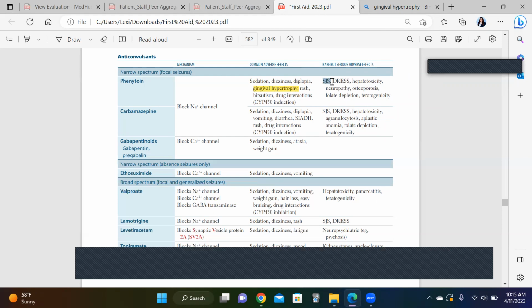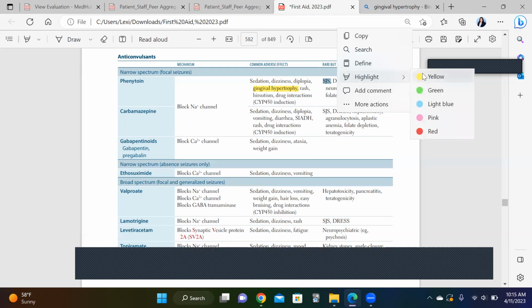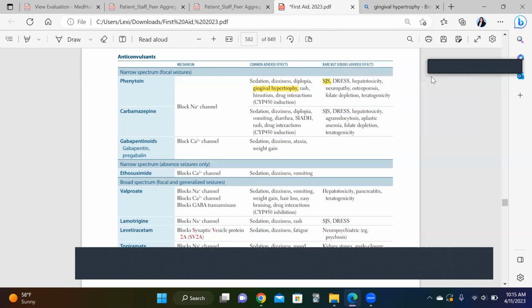What's SJS? Stevens-Johnson syndrome. Yeah, so a really, really serious skin condition where all your skin falls off. Okay, that's real bad, real bad. So, that's something we're always looking for. Technically, it's kind of like an autoimmune process, Stevens-Johnson syndrome, and a lot of different drugs can cause it.